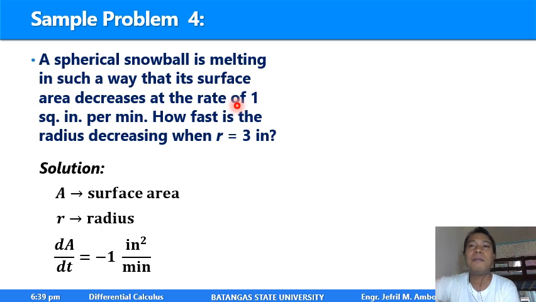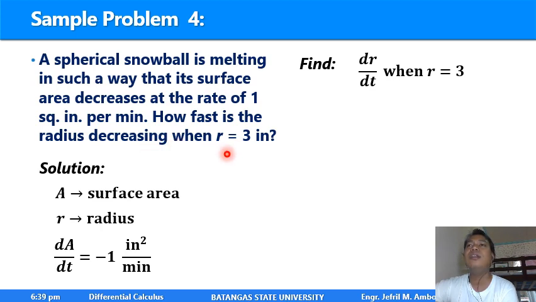Okay? So, we represent dA over dt as negative 1. Now, this 1 square inch per minute is the rate at which the area decreases. The negative sign here indicates that it's a decreasing quantity. Now, ano ang hinahanap dito? How fast is the radius decreasing? When you say how fast, that is something measured with respect to time. The rate at which the radius changes, we write it as dr over dt.